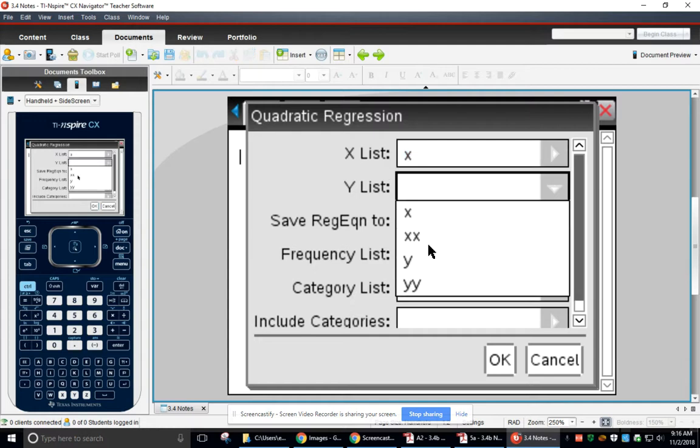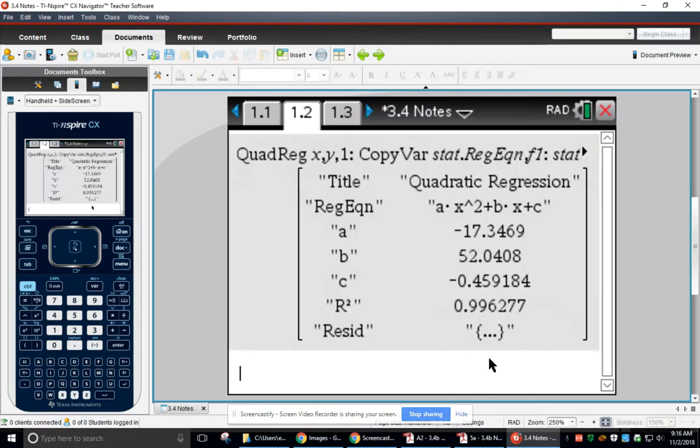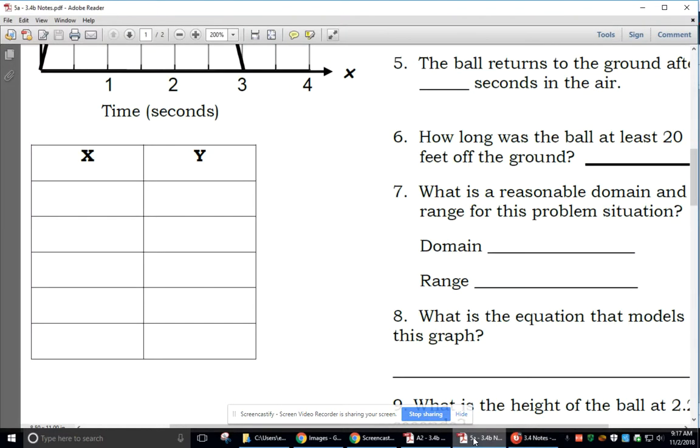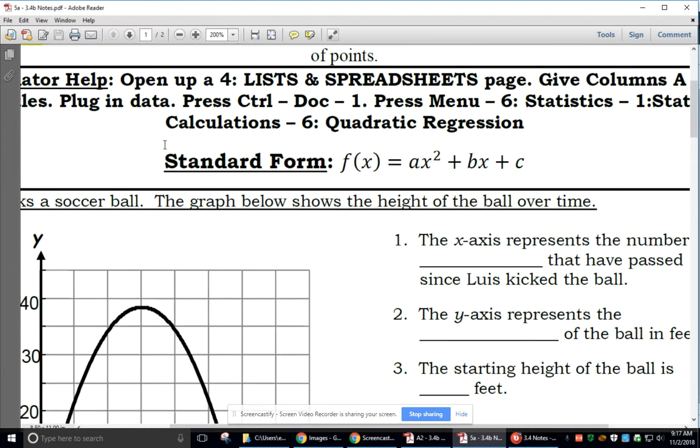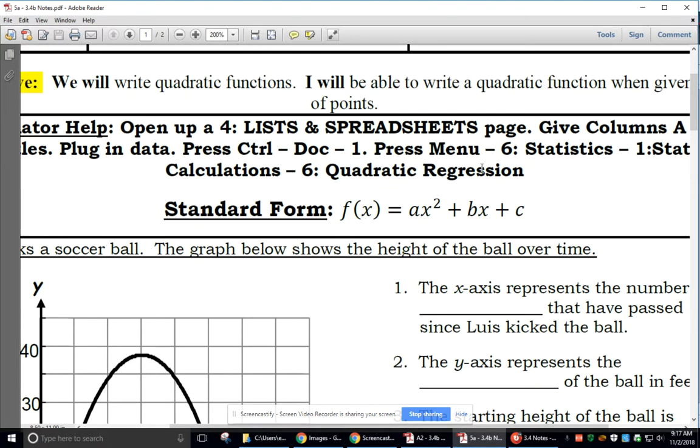Okay, so your X list will be X. I typed in X, I typed in Y. Press OK, and you get this. All right, so this one, it's not perfect, but you see your A is this, your B is that, your C is that. It's in standard form. So on the notes, I did put standard form is right here. And then I did also write down all the steps that I just did.